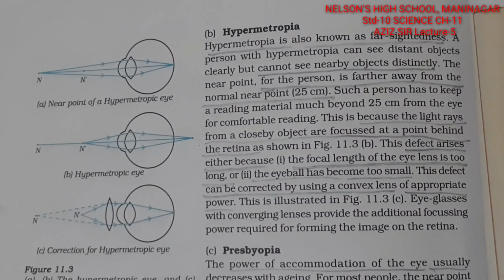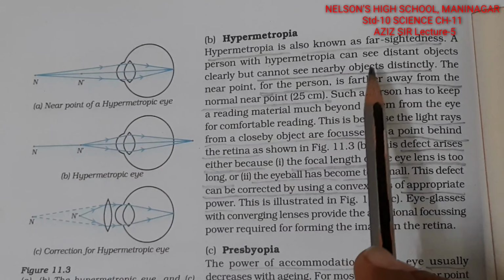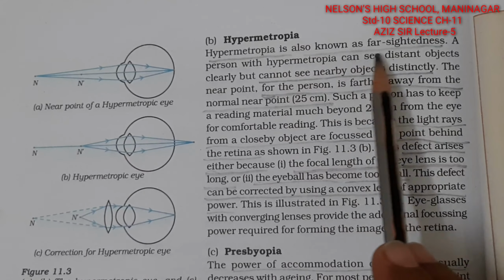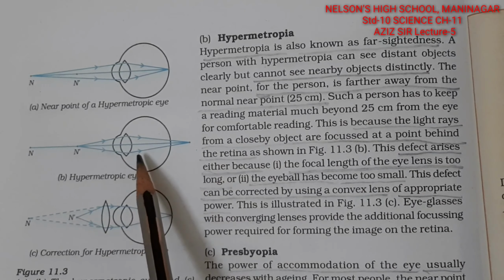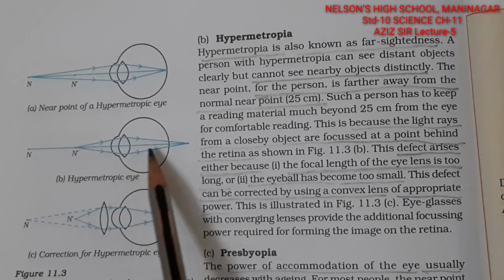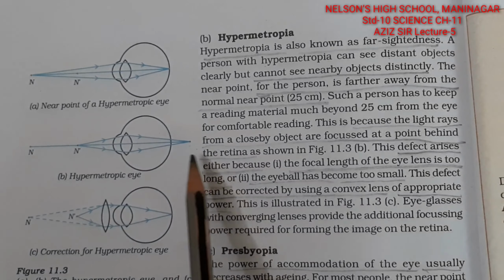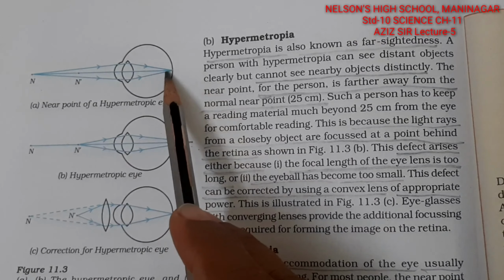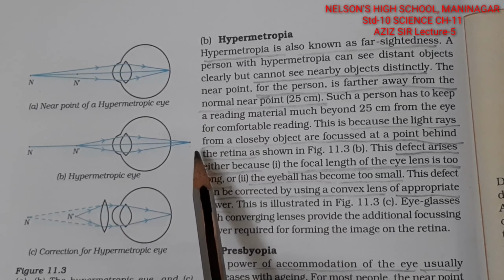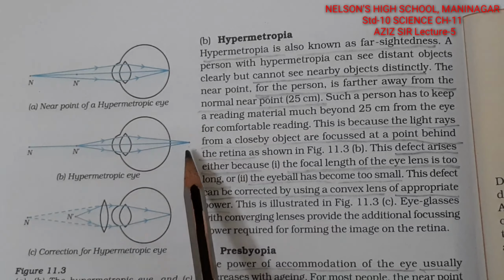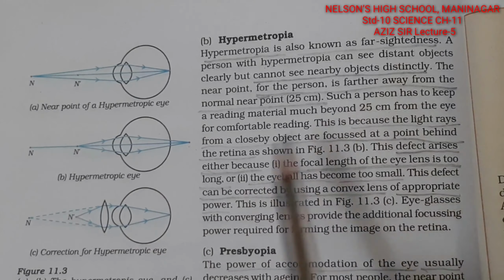The second is hypermetropia, which is exactly opposite to it. Hypermetropia is called farsightedness. Myopia was called nearsightedness. Why farsightedness? Because the image which is formed is beyond the retina. It should be formed on the retina, but it forms beyond it. That's why this is called farsightedness.